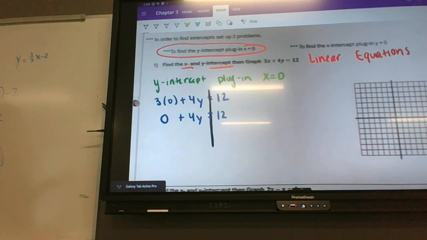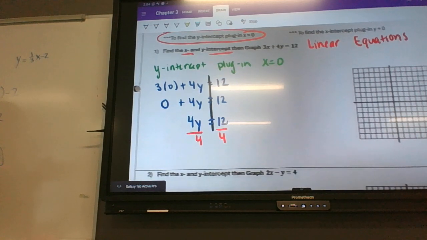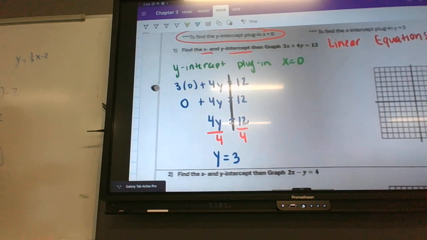And there's no reason to write 0 plus 4y. You don't even need to write it. This is 4y equals 12. What did you do next? Now you divide by 4 to get y alone, and I get y equals 3. So this is a point. We use x equals 0, so our ordered pair is 0, comma 3.